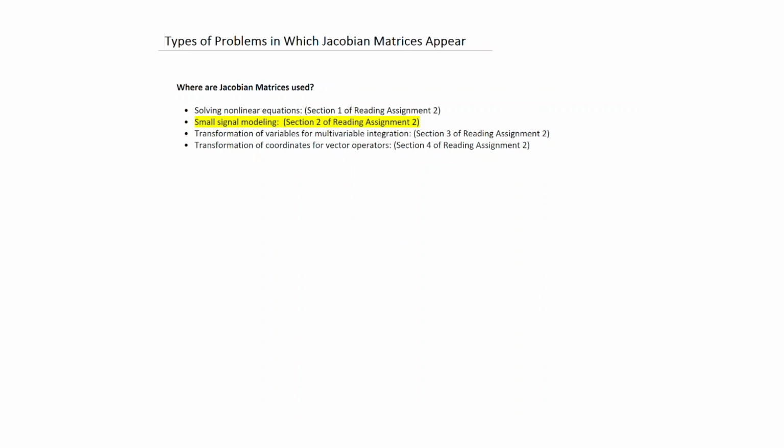Fourth, transformation of coordinates for vector operators. This is from section 4 of reading assignment 2. You're not going to be responsible for this material, but the idea here is to show you the number of ways in which the Jacobian matrix is utilized or appears.